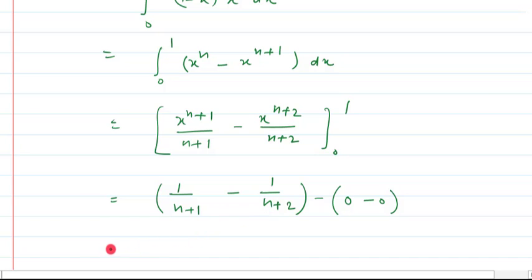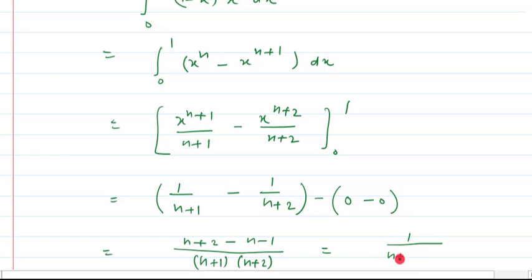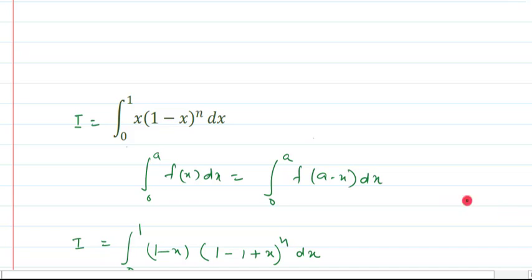You can take LCM also over here. So if you take LCM, you are having n plus 1 into n plus 2. So the result is n plus 2 minus n minus 1. So the final answer that you are left with is 1 upon n plus 1 into n plus 2. So this is the way you can simplify this by using the property. Do you remember, if we are not having the limits, then how can you solve this question?